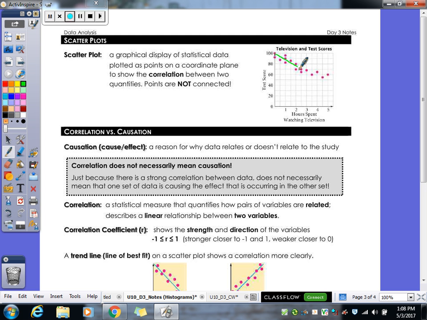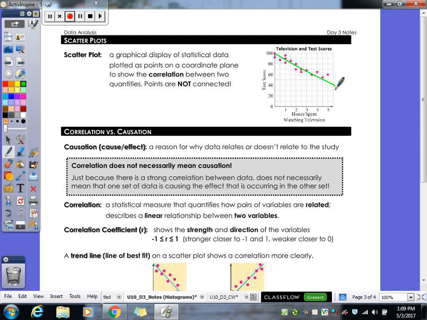Right. Is that true? Do you think that spending time watching TV or your cell phone really, does that really cause your test scores to go down? It could be, it's a possibility, but we can't say 100% that it caused it, right? We can't say that watching TV caused it. So it's correlated, but we can't say one thing caused the other.